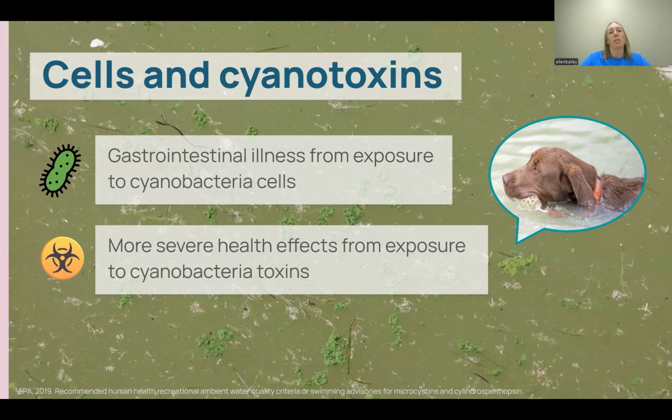And just the cells themselves can cause gastrointestinal illness, but then more severe health effects come from the toxins that they can produce. And those can be liver toxins or neurological toxins, and these can create really severe health effects and in really extreme levels, potentially even death. Also, I just want to note that kids, young children, and pets and animals are generally the most susceptible to those toxins.